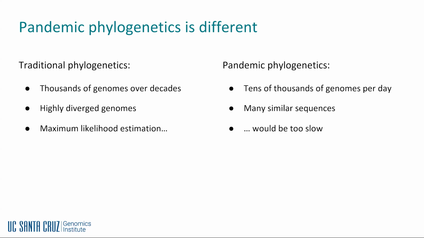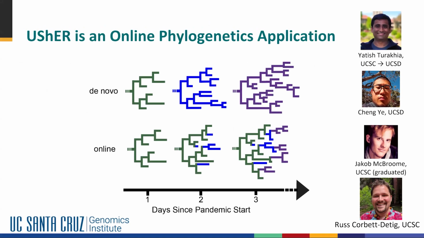For a traditional pathogen virus, since they're so highly diverged, you really want to use the maximum likelihood estimation algorithm when building your tree, because for highly diverged genomes, it builds better trees than simpler approaches like maximum parsimony. However, at pandemic sequence scales, maximum likelihood estimation would be too slow to do that way. So you need new methods.